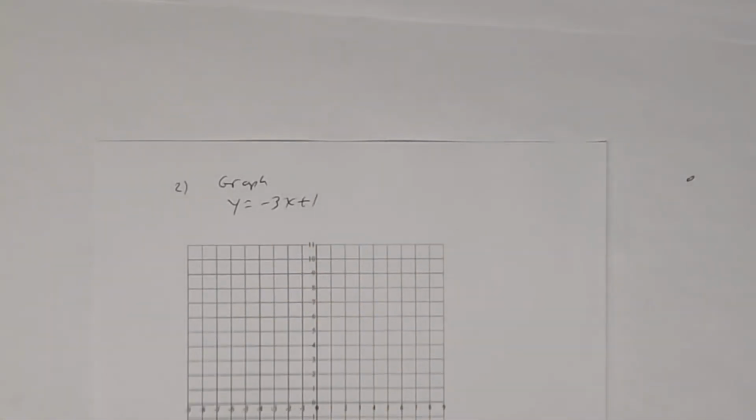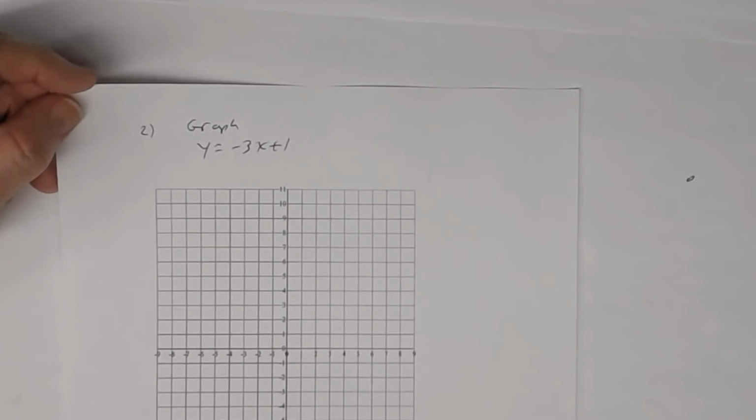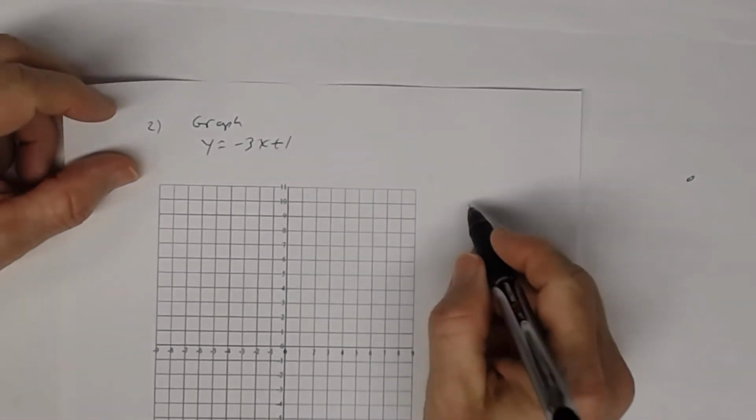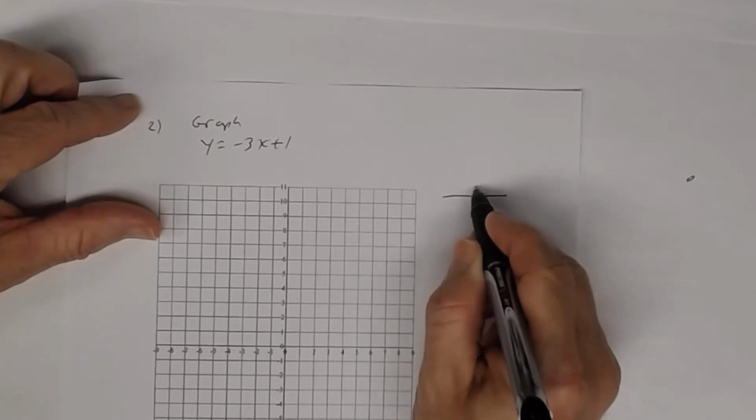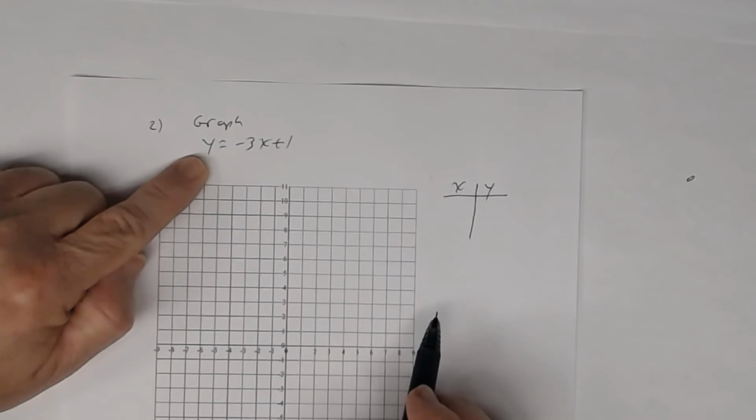All right, so we're going to use the t-table. The direction says by plotting points, right? So you must use the t-table. It says plot points, use the t-table. Here's your x, here's your y. Y is by itself, that's the easy kind.